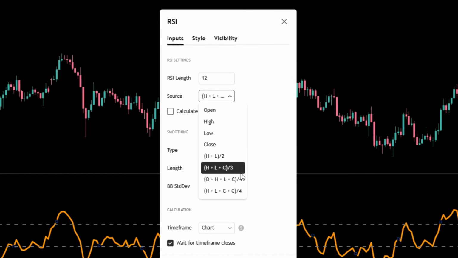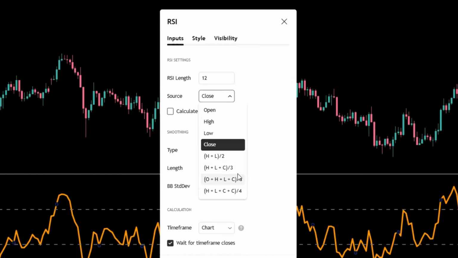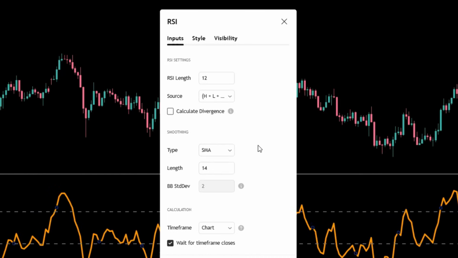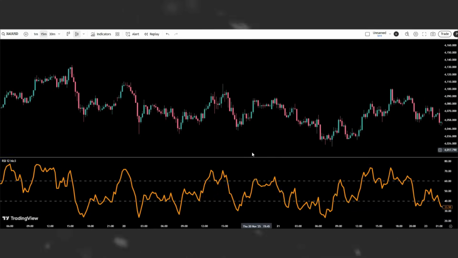HLC3. Most traders use the default settings, which is the closing price, but for day trading gold, using HLC3 often works better. HLC3 is the average of high, low, and close prices, and it makes the RSI smoother than using close price alone. On higher time frames, gold can still make small spikes, and a noisy RSI can give false signals. Using HLC3 helps reduce this noise. It allows the RSI to follow the market more clearly, showing real momentum instead of random jumps.